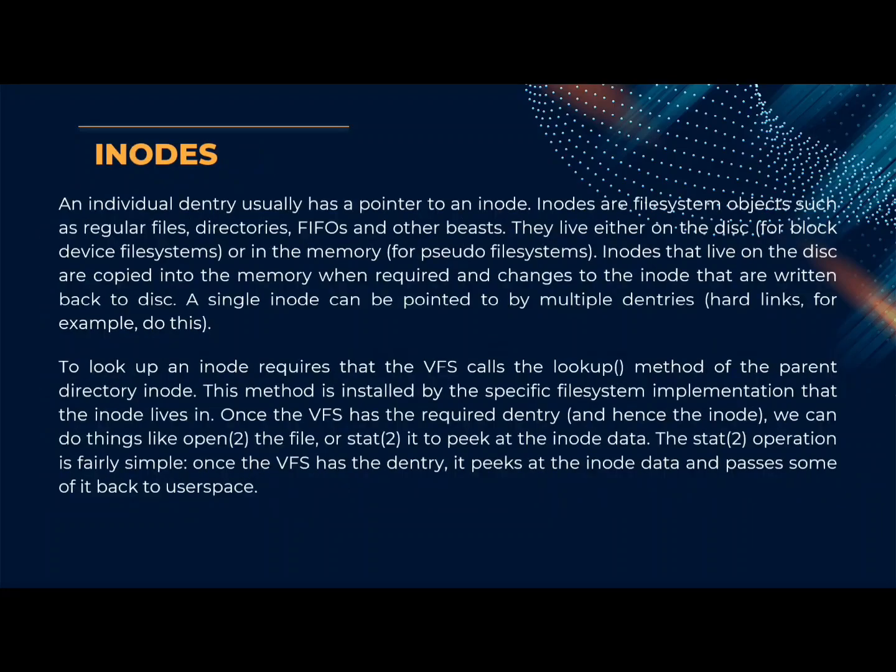We will be proceeding to the third object, that is inodes. Inodes are file system objects such as regular files, directories, FIFOs, and devices. They live either on the disk for block device file systems or in memory for pseudo file systems. Inodes that live on the disk are copied into memory when required, and changes to the inode are written back to disk. A single inode can be pointed to by multiple dentries.